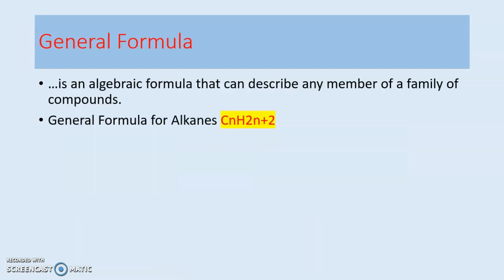General formula is a representation of the whole family of compounds. It's a formula where you would get the data in terms of n, CnH2n+2 for alkanes. So if n is equal to 1, I would say C1H(2 times 1 plus 2). Therefore C is 1, 2 plus 2 is 4, so CH4. And I can go on and on to figure out the whole series of alkanes.